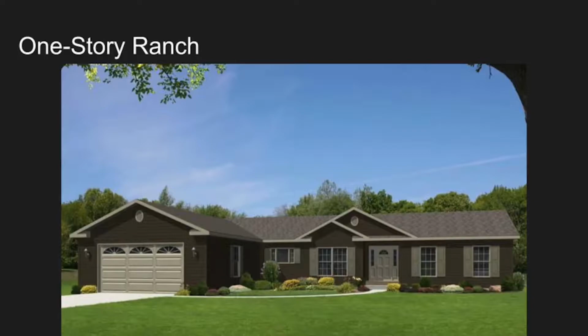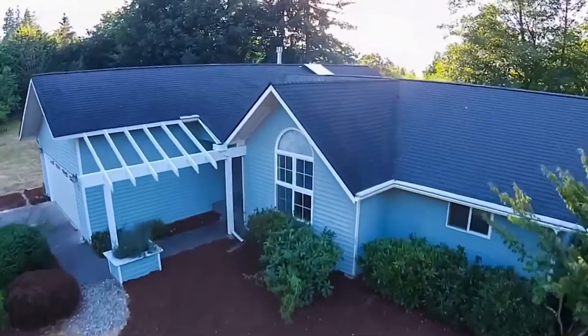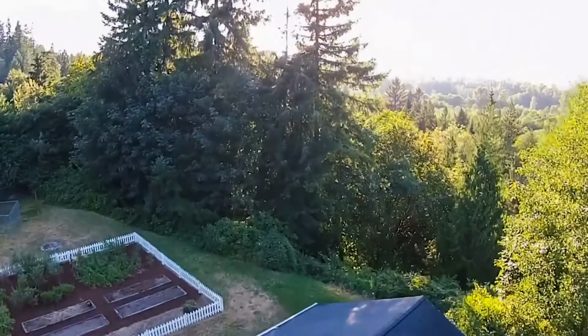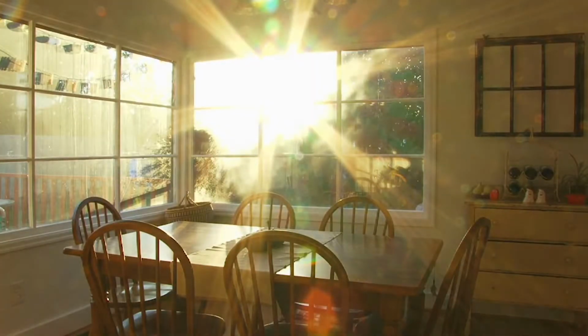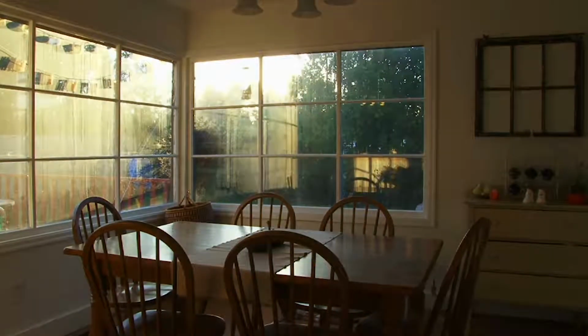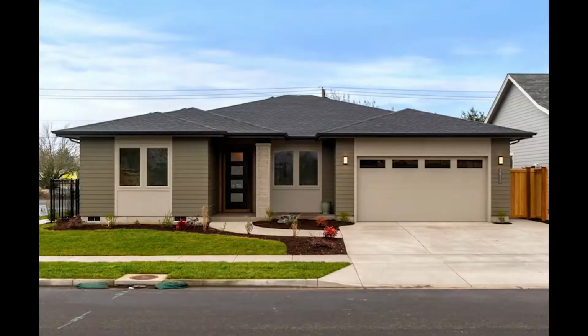The 1-story has all the regular living space on one level. It may have a basement depending on the section of the country in which it is built. One of the chief advantages of a ranch is that it lends itself beautifully to indoor and outdoor living. Patios, porches, and terraces may be added to virtually any room. With lots of glass, it is possible to bring the outdoor surroundings inside to make it feel larger than it is. Another advantage is the absence of stairs, unless it has a basement. A ranch without a basement is popular with many older and handicapped people.